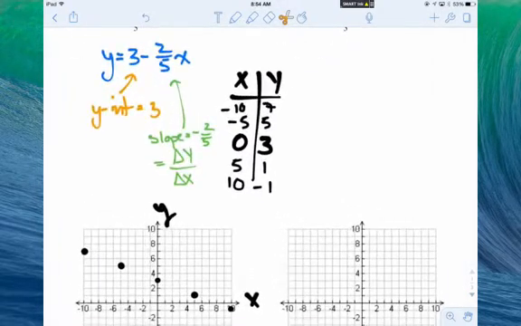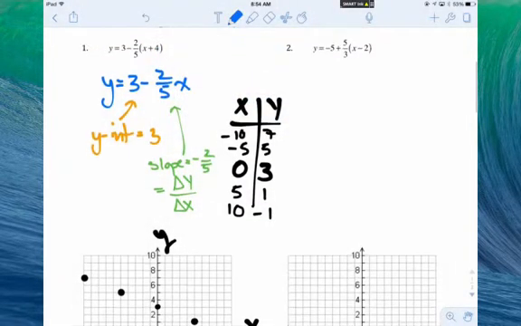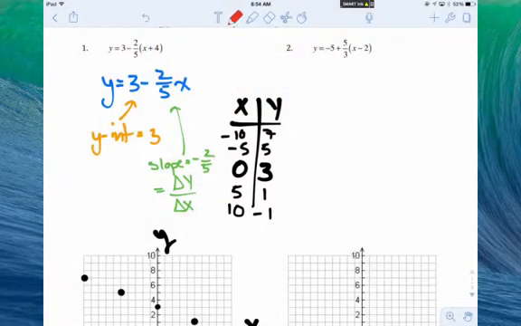But my question is now, what happens when we change our equation ever so slightly? So that instead of negative 2/5 times just x, what if we have negative 2/5 times the quantity of x plus 4? So we've just replaced x with an x plus 4. Well, let's see what happens now.